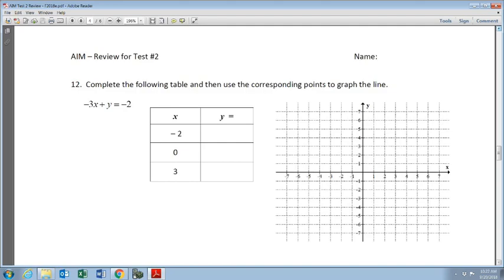So let's see, first of all, if we're going to complete the table here, we want to solve for y. It's going to make things a lot easier for us. So let's add 3x to both sides to get rid of that minus 3x term. And then we're left with just y on the left and 3x minus 2 on the right. Now notice 3x and a minus 2, we couldn't combine those, they're not like terms.